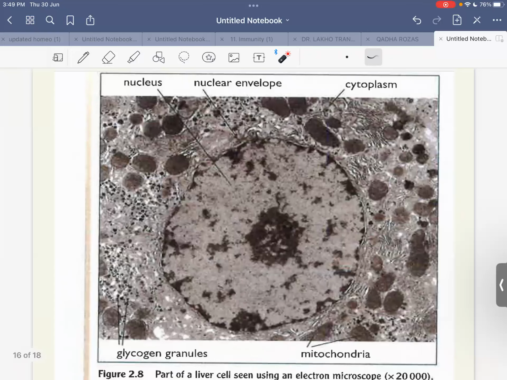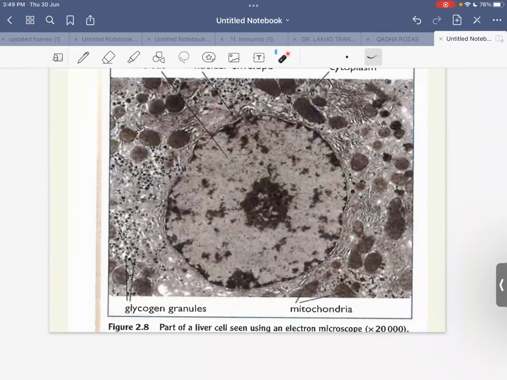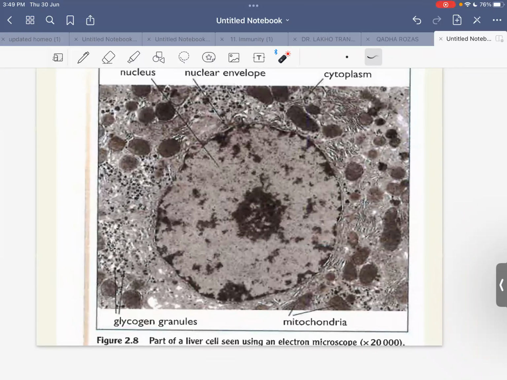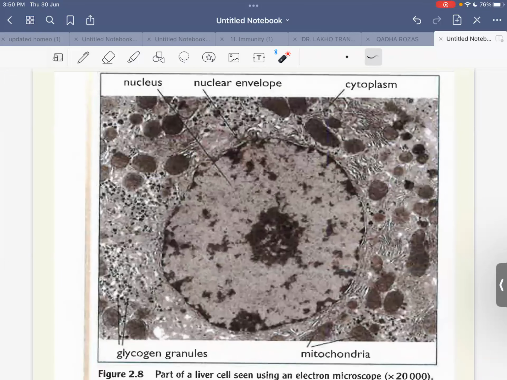Now, this is an electron micrograph of a liver cell, which has been magnified to around 20,000 times, so much more than the magnification of a light microscope. It shows you even finer details of a nucleus, the nucleolus, the nuclear membrane. It can show you cytoplasm, and it can also show you mitochondria. I'm just encircling the mitochondria so that they become visible to you. So lots of mitochondria.